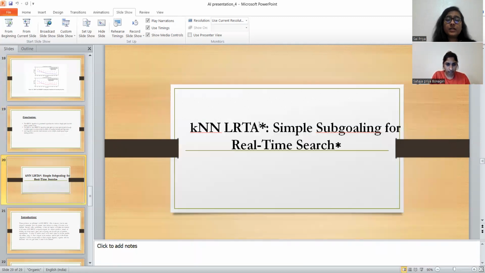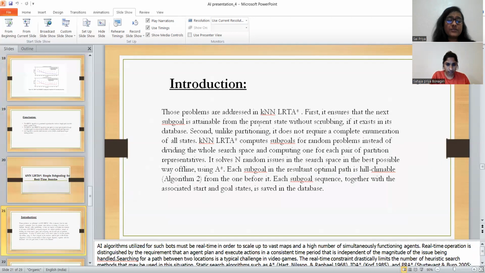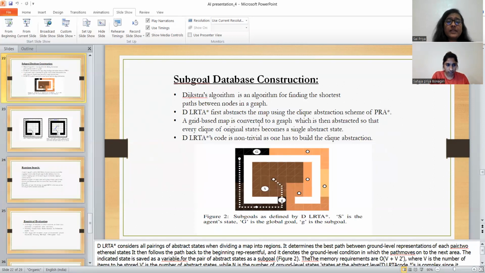And coming to the next topic, KNN LRTA simple solving of real-time algorithms. This means nearest neighbor algorithms. We can search the best possible ways offline and hill climbing algorithms. Each sub goal sequence together with the associated goal states and await the databases. And coming to the sub-goal database constructions, we have to see this diagram.